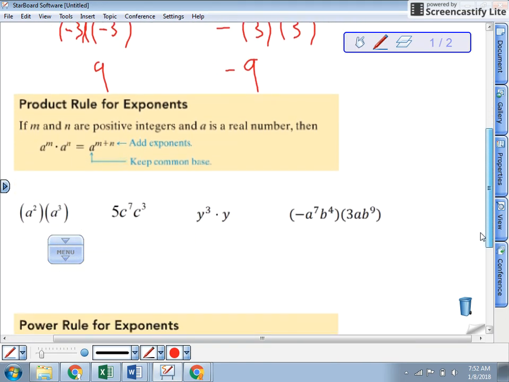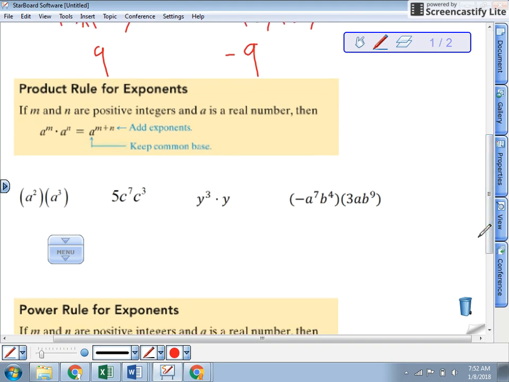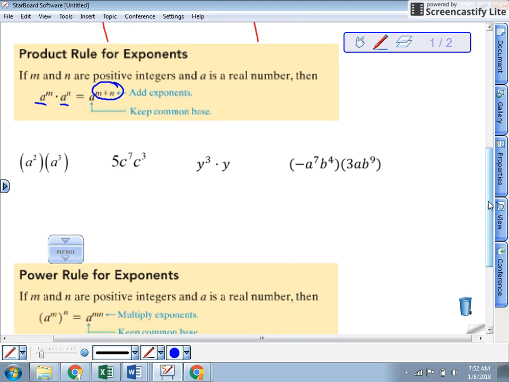Okay, product rule. When we're multiplying two terms of the same base, in this case a base of A and A right there, we're multiplying, but look what happens with the exponents. We end up adding them together. So let's take a look at a couple quick examples. Same base of A, so that base will stay as A. A squared times A cubed, we're actually going to add those exponents together. So 2 plus 3 is 5, so it's A to the 5th.